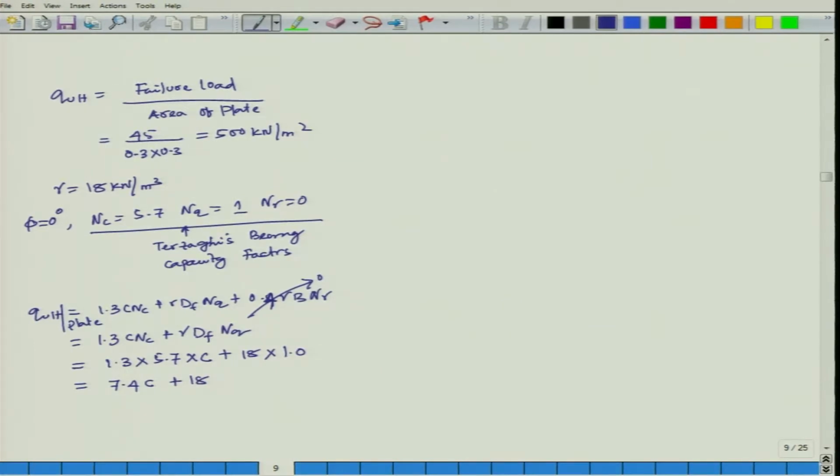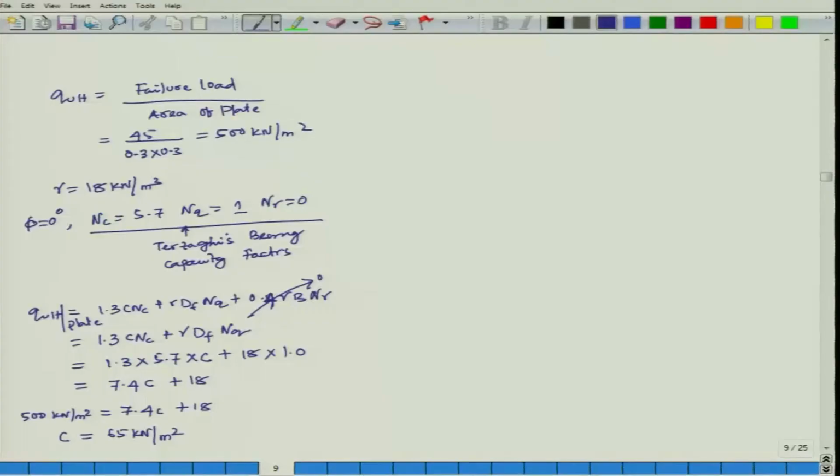Now, the ultimate load of the plate we are getting from failure load by area, this is your 500 kilonewton per meter square. Now if I put 500 kilonewton per meter square equal to 7.4c plus 18, from there I can get c equal to 65 kilonewton per meter square. So basically the c parameter has to be calculated from the plate load test once the ultimate bearing capacity or failure load is given. Now for strip footing, it has been asked for strip footing.